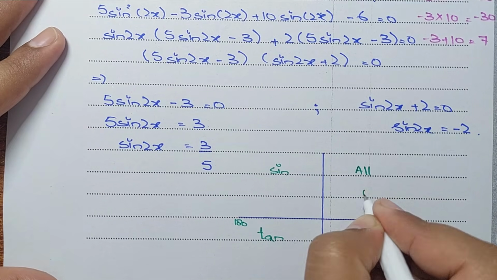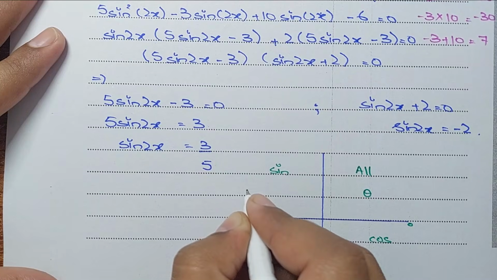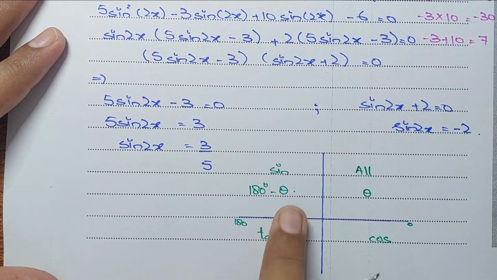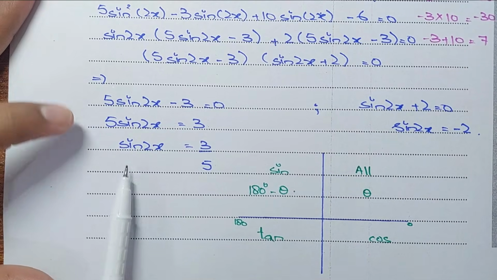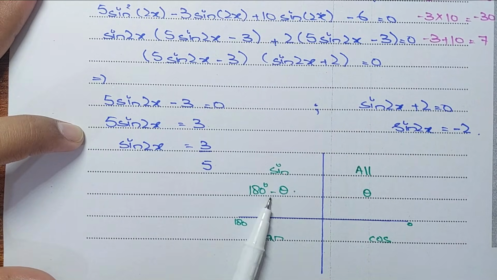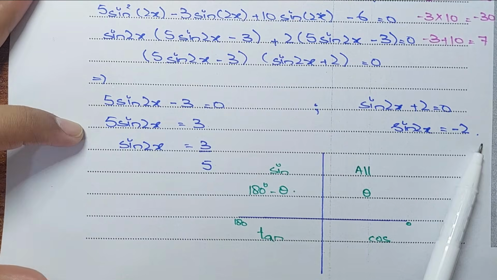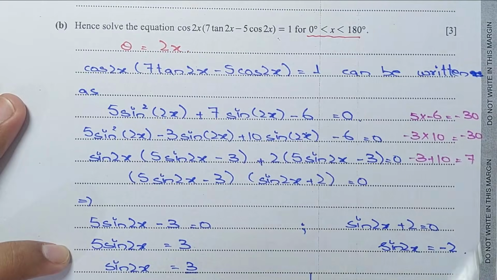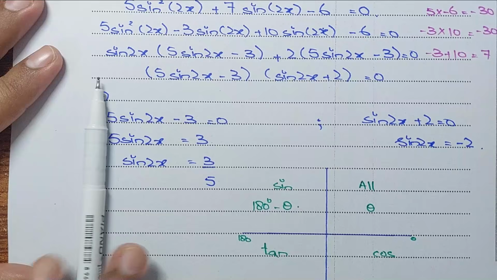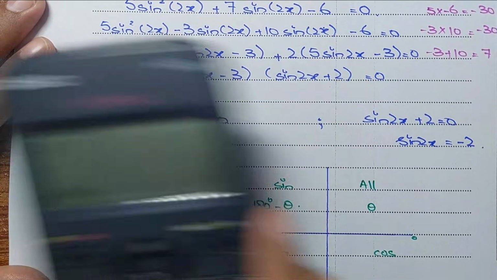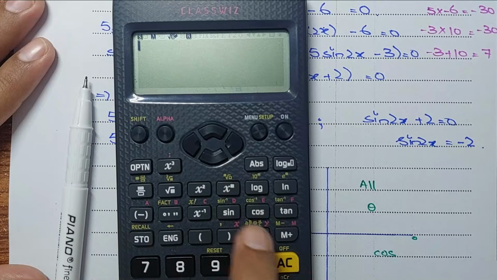The operation is theta in the first quadrant, and 180 degrees minus theta in the second, where theta is the base angle. Sine is positive in the first and second quadrants, and negative in the third and fourth. The third and fourth quadrants are not included in the given domain, right? And if you simplify and find the base angle, you can see sine inverse.